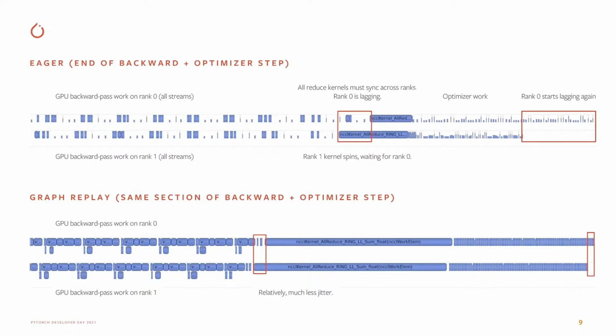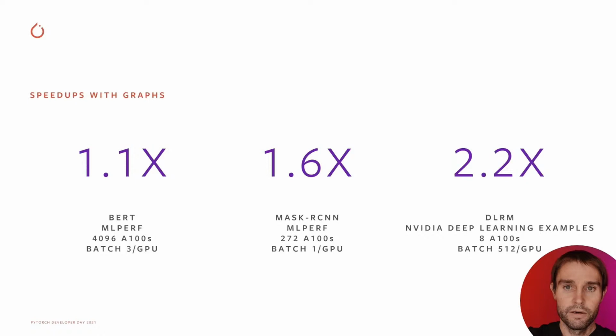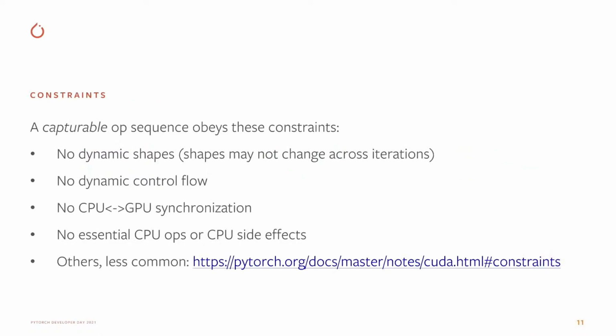The graphed version was much faster overall. Here are some speedups we achieved with graphs for real networks. 1.1x on BERT at our max scale for the MLPerf 1.0 submission, 1.6x on MaskRCNN, again at our MLPerf max scale, 2.2x on DLRM as presented in our deep learning examples. 1.1 for BERT may not sound like much, but keep in mind the model was already highly tuned before adding graphs.